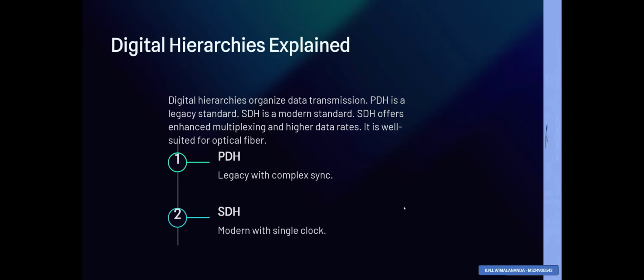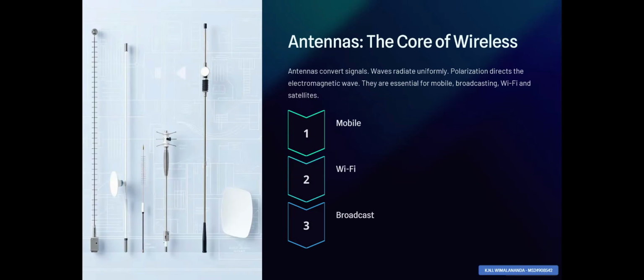And let's move on to antennas. So it's a really common thing for everyone in the world. So antennas in wireless communication is something like this. Antennas are essential components that convert electrical signals into electromagnetic waves and vice versa. They are the bridge between our devices and the wireless medium.